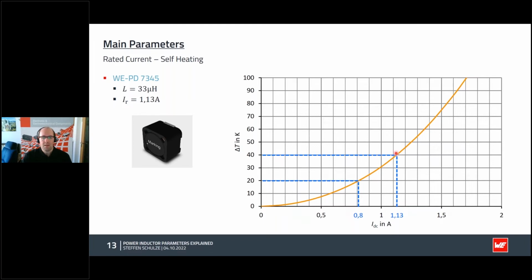Here I've indicated the 40 Kelvin test condition, or actually the definition for the rated current, and the reading here on the horizontal axis, 1.13 amps for this 33 microhenry inductor. If I would define 20 Kelvin only for the self-heating, then the rated current would be only 0.8 amps.